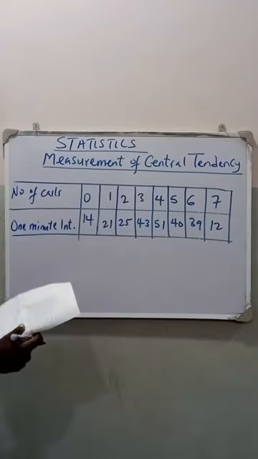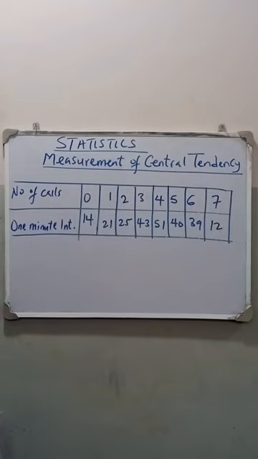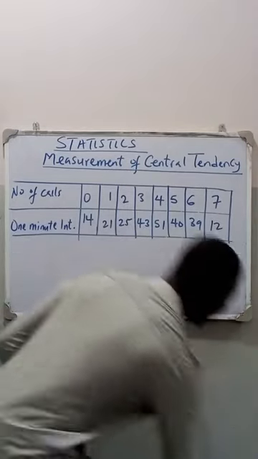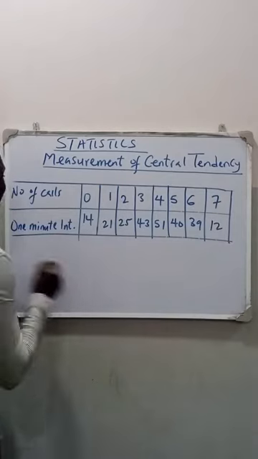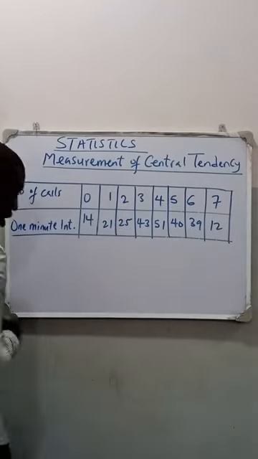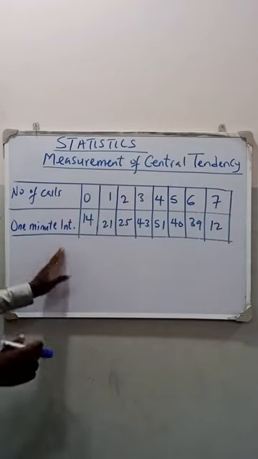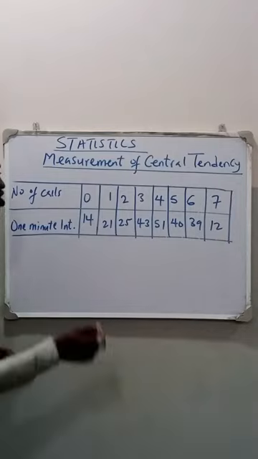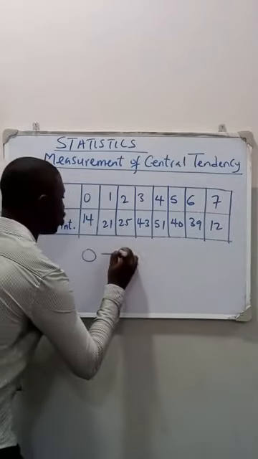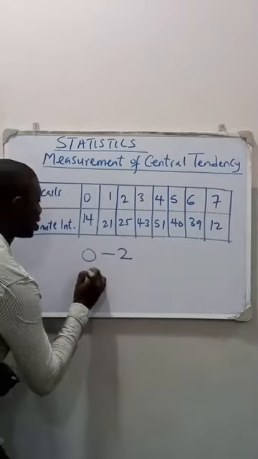That means from this table, we are actually to calculate the mean. How do we find the mean of this type of data? If you look at this table very well, you will notice that this is ungrouped data, because it doesn't contain something like 0 to so number.